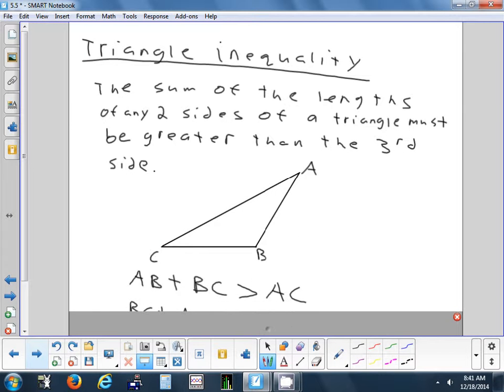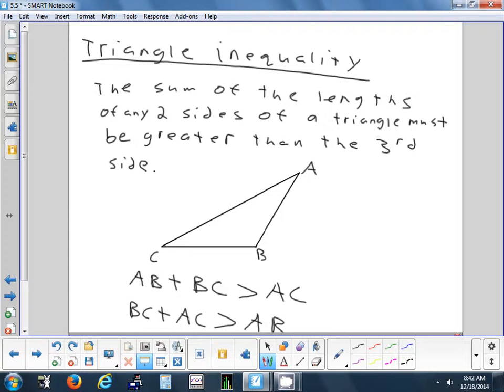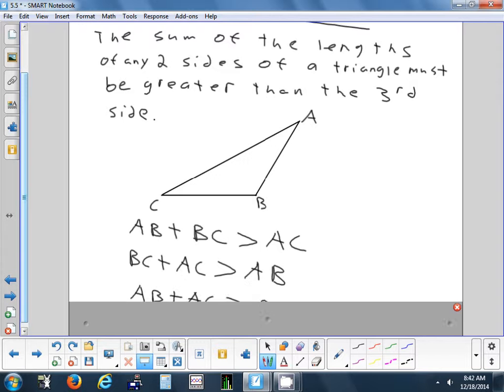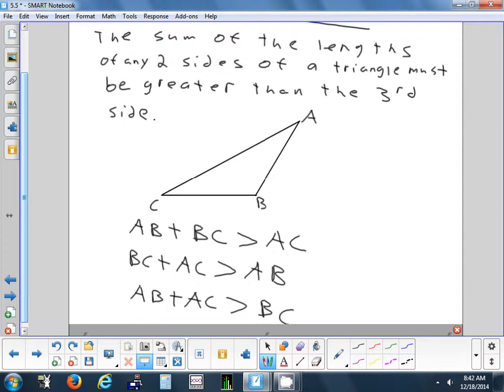Okay, so the relationships that would have to work to make this a triangle. If I add AB to BC, it's got to be bigger than the third side, AC. If I add BC to AC, it's got to be bigger than the third side, AB. And lastly, if I add the side on the right, AB, to the long side there, AC, that has to be bigger than the bottom, BC. So if you add up any 2 sides, it's got to be bigger than the third.